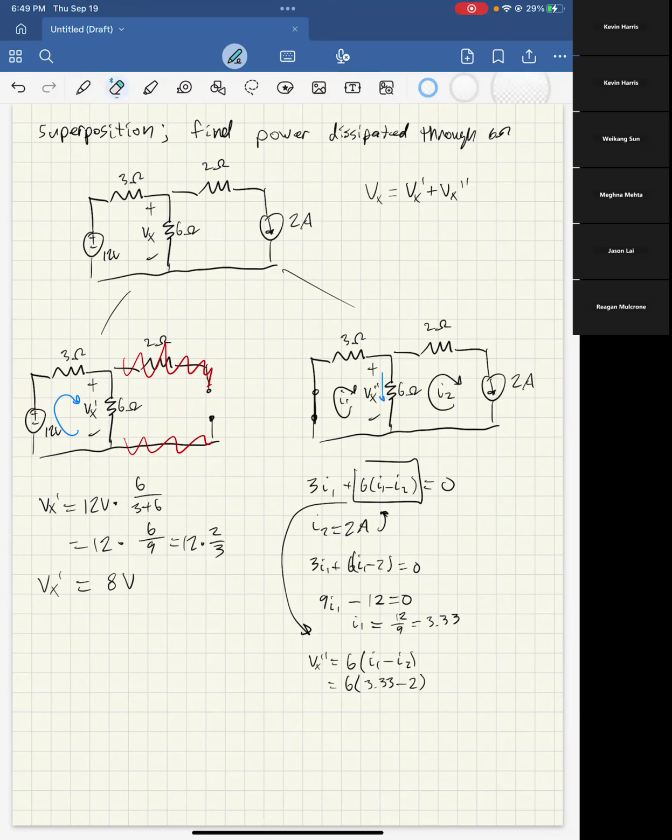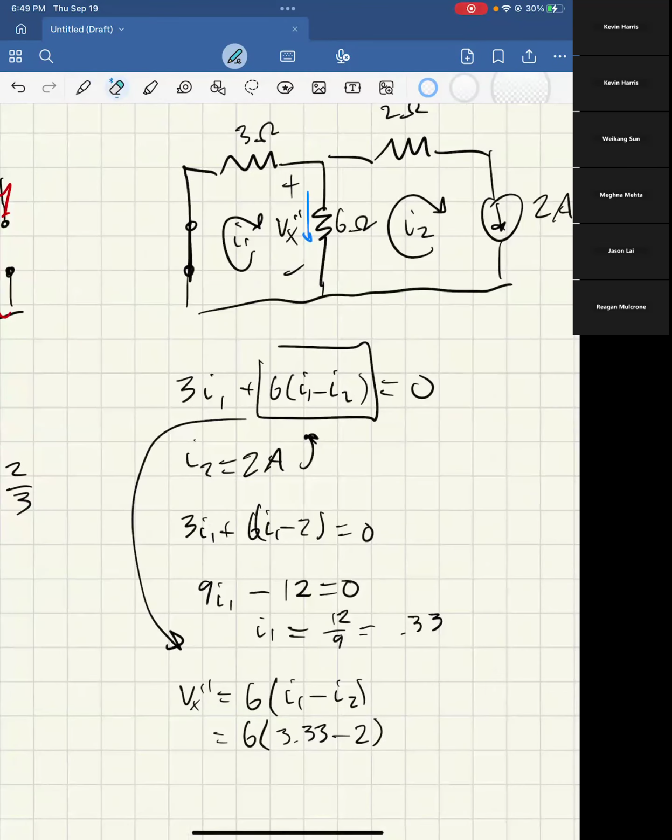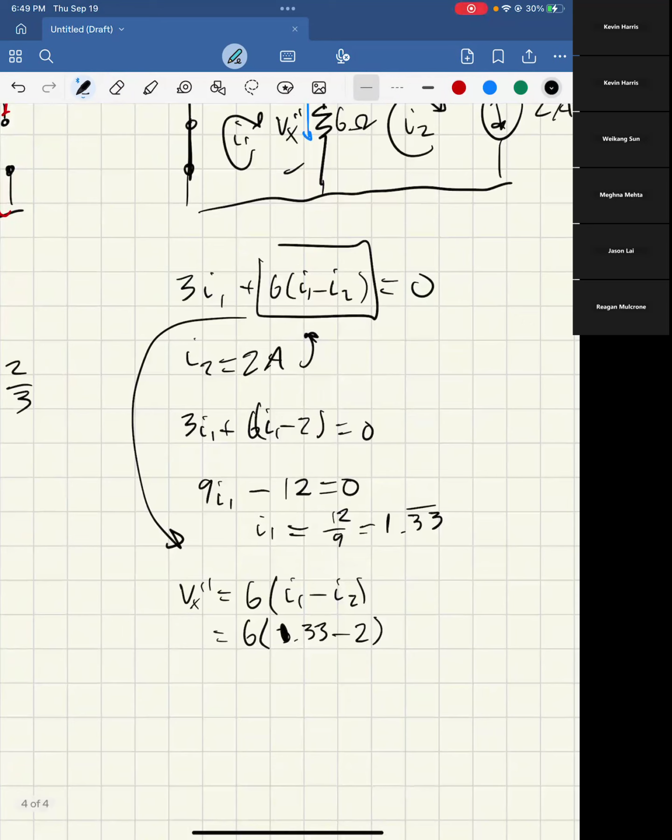Oh, wait, this is not 3, this is a 1. I don't know what happened there. Okay, so this is a 1.33, so that's going to be 6 times 4/3 minus 2. So 4/3 minus 6/3 is negative 2/3, and 6 times negative 2/3 gets you a minus 4. So we get Vx prime prime equals minus 4 volts.